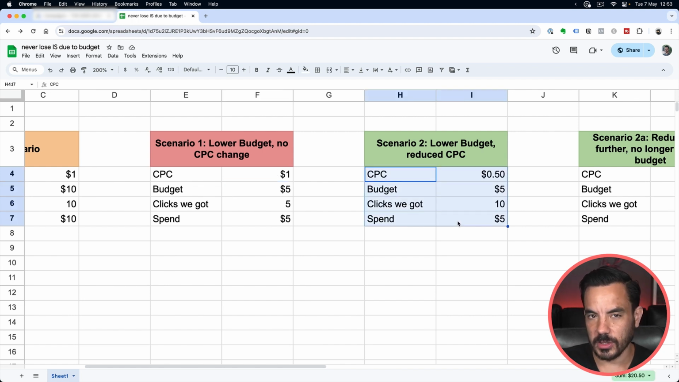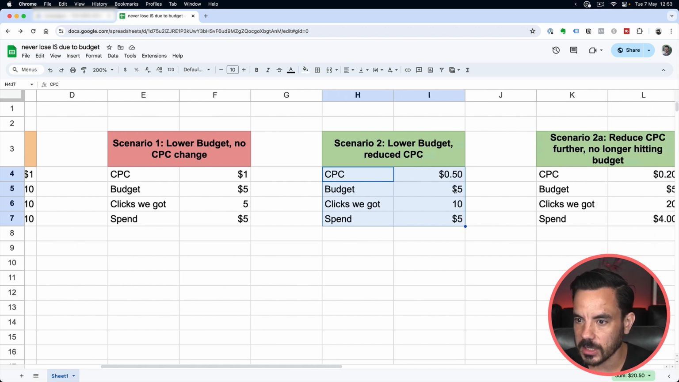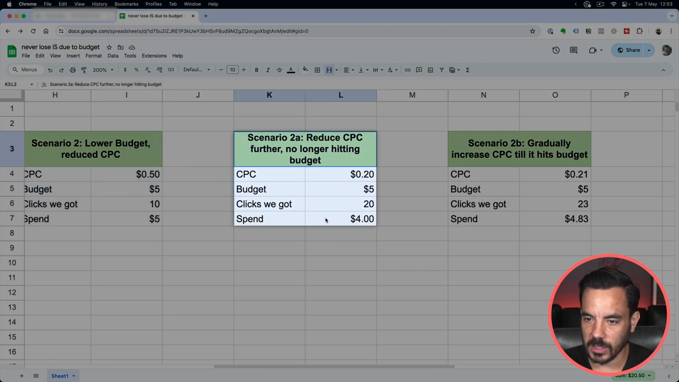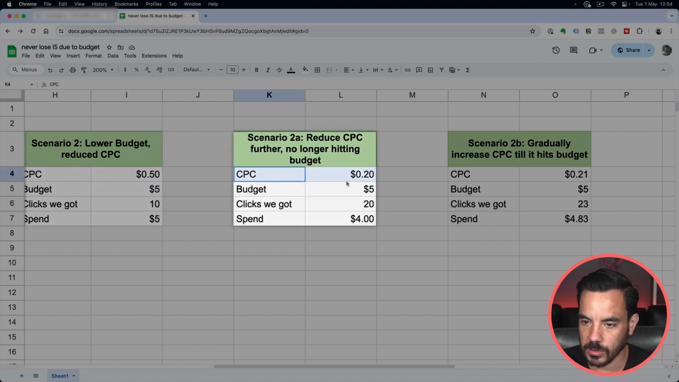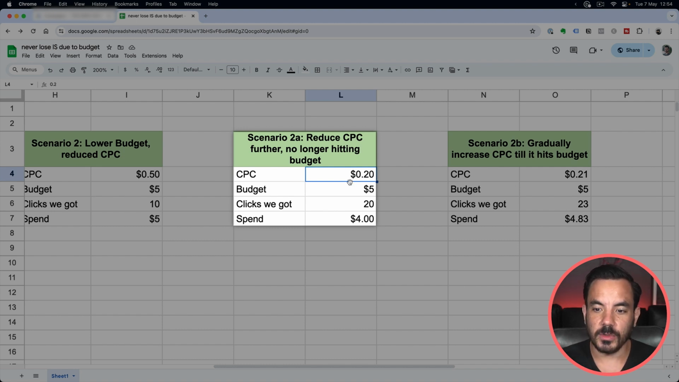Now, to what point should you reduce it? You can keep reducing it, right? You can keep reducing it and getting more clicks for the spend, but at some point there's going to be another constraint. So how far do you reduce the CPC? Here's 2 scenarios that show you this kind of thinking and the calculations. So let's say next we realize that at 50 cents we're still spending the full daily budget and we're getting 10 clicks. So next we try to reduce the CPC again and we go down to 20 cents. And then maybe we see something like this.